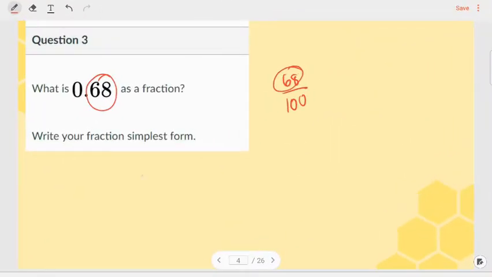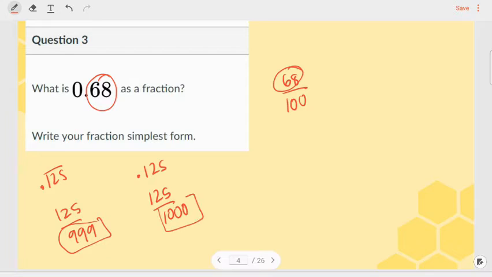Just as a quick reminder, if I had 0.125, I would put 125 over 1,000. If I had 0.125 repeating, then I would put 125 over 999. So that is the difference. The denominators are the difference between repeating and non-repeating. Now make sure that your answer is simplified.